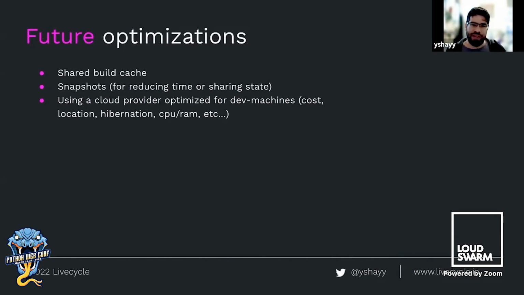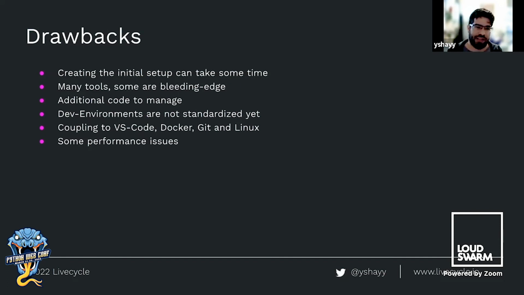There are other optimizations possible to make the dev environment load even faster, or we can remove some things from the initialization. And there are some drawbacks. I think this technology is amazing, but it does take time to create the initial setup. We have additional code to manage. There's no standard for dev environments, and I hope that in the future we'll see a standardization of this configuration. Currently, because there isn't such a standard, we are coupled to VSCode, Docker, Git, and Linux, and there are some performance issues.